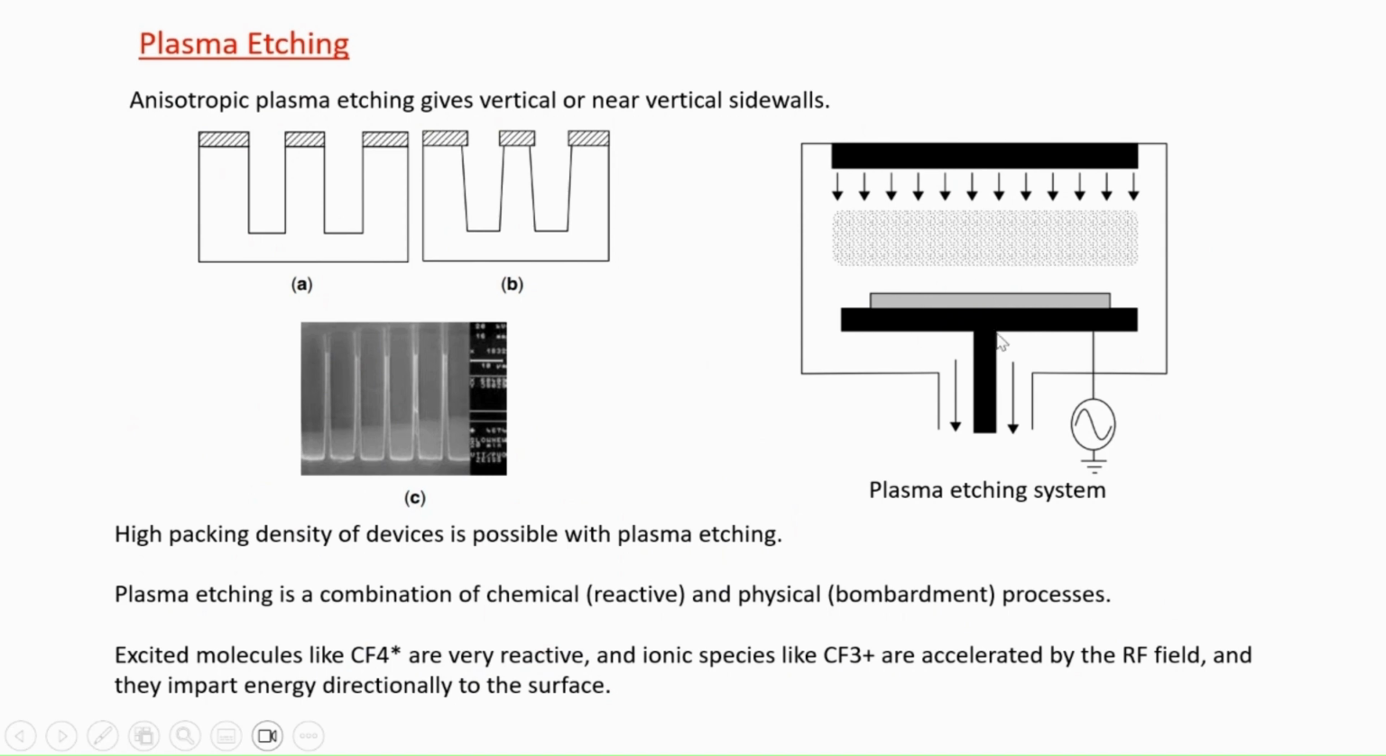So ion species impart energy and directionality to the surface. Ions give directionality, and CF species react with the surface and etch. So that is the basic idea in plasma etching.